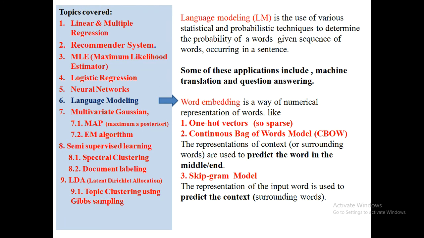The next topic is language modeling. In this topic, we mainly discussed the word embedding part. Language modeling uses various statistical and probabilistic ways to determine the probability of a word given a sequence of words occurring in a sequence. We shall see two ways, the continuous bag of words and the skip-gram model.